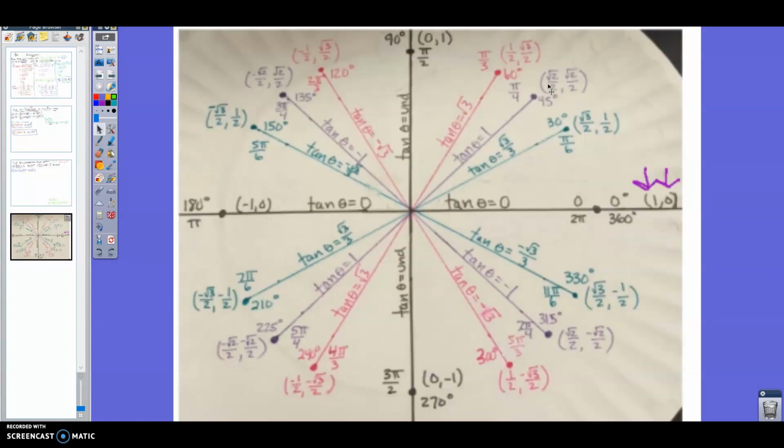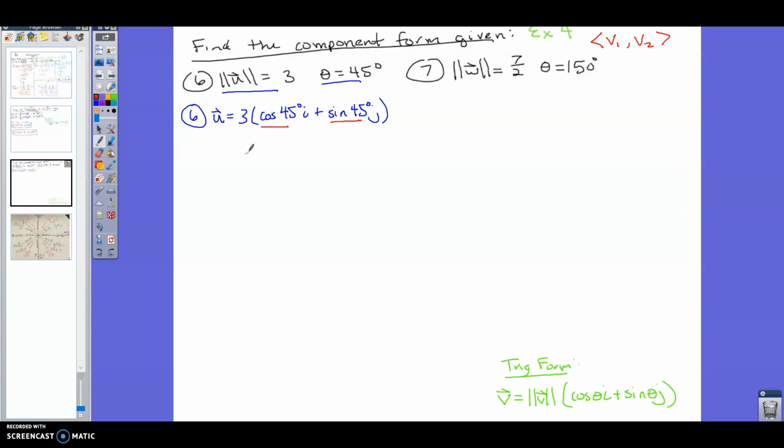So if we look at 45 degrees, this is where our cosine value is, and this is going to be our sine value. So the cosine is square root of 2 over 2, and the sine is also the square root of 2 over 2. So that's what we're going to replace these with. So keep everything else the same. And we're going to replace the sine and cosine with the square root of 2 over 2, because that's the x value there. And square root of 2 over 2 is the y value at 45.